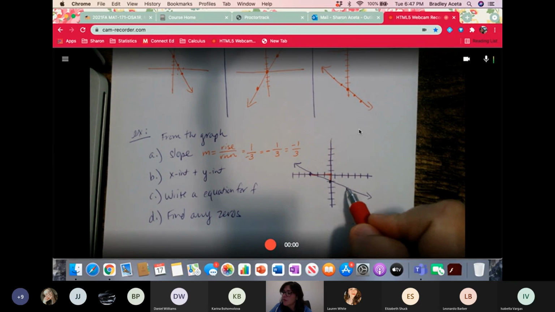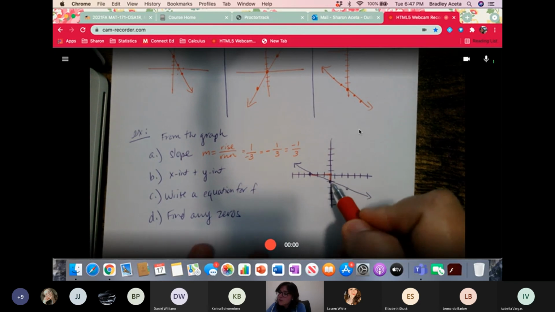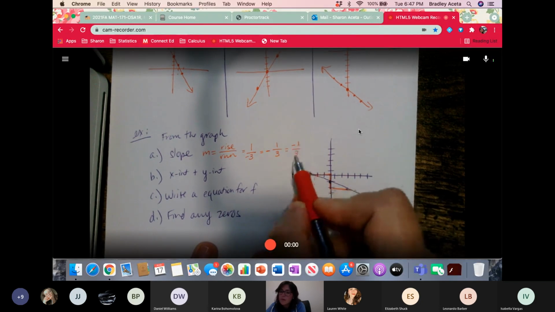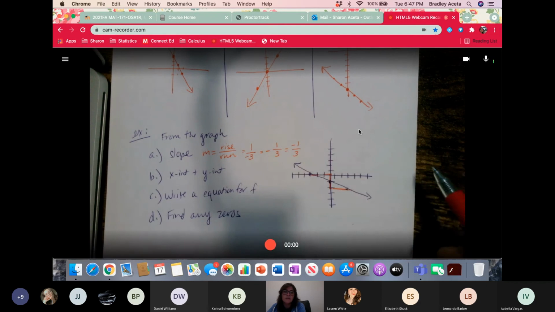So you could have done that right here too. You could have done it backwards. You could have said, oh, look at that. I went down 1, right 3. Down 1, right 3 would have been that one. They're all the same. So slope isn't hard. Just pick 2 points and write the ratio.